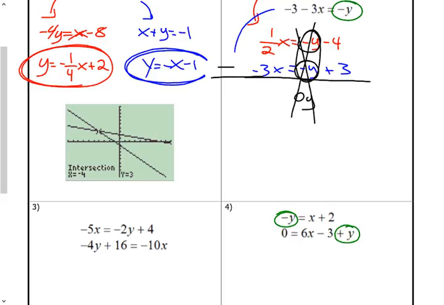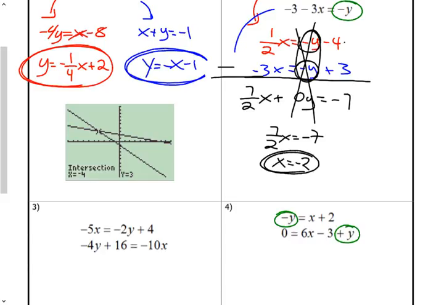Now, some of this will get a little harder. 1/2 minus -3 is positive 3.5. But I don't want it like that, so I'm going to have to actually put it as 7 over 2x. And then over on this other side, -4 minus 3 is just -7. Solve for x, and I get x equals -2.